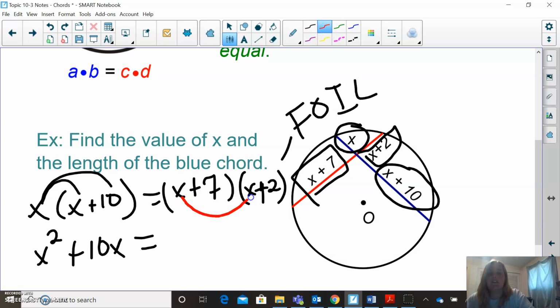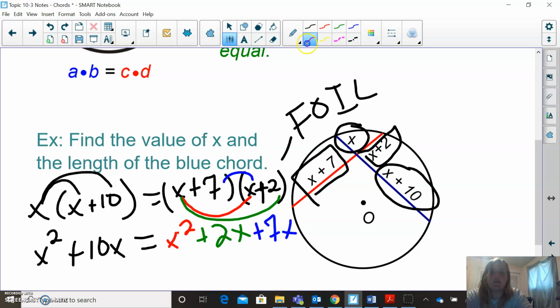So we're going to do X times X, which is X squared. That's first, the first in each one. Then we are going to do X times 2, outer, so plus 2X. Then we're going to do inner, the ones on the inside, so 7 times X. And then last, the last numbers in both of the smaller expressions, so 7 times 2, which is 14.